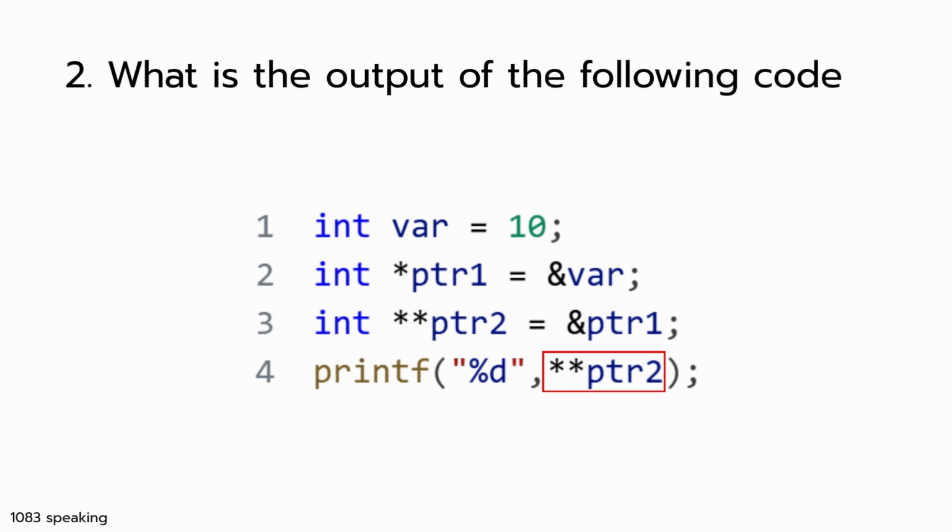Exercise 2: pointer to a pointer, or double pointer. This second problem introduces the concept of a double pointer. We have var, a single pointer ptr1, and a double pointer ptr2. Your goal is to determine the output of the final printf statement. Remember, you must apply the dereference operation twice to get to the final value. You have 1 minute to solve this. Time starts now.